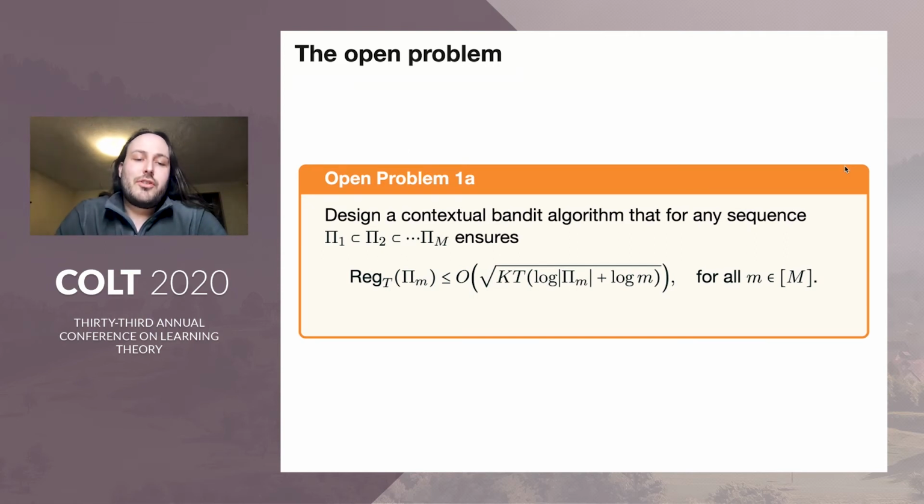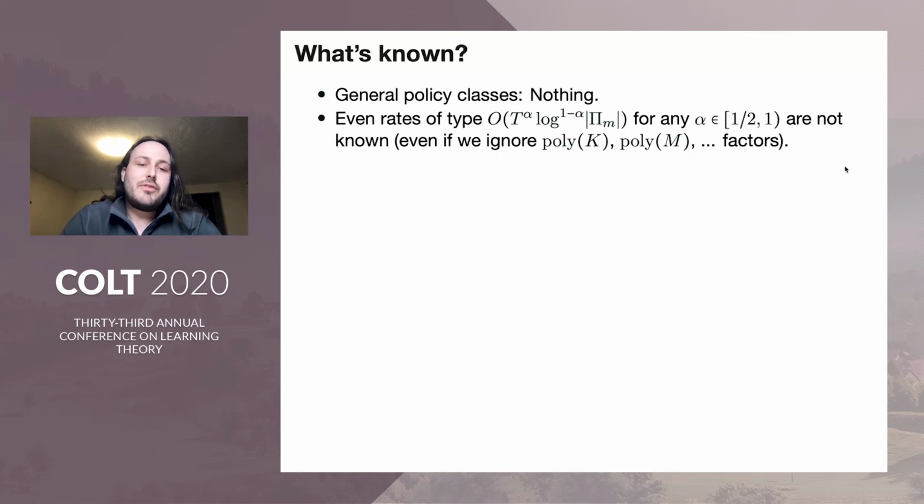That brings us to the first variant of our open problem, which is to get the analogous rate for contextual bandits. What we want is that for every m, our regret towards policy class Pi_m scales as root of K T times log size of Pi_m plus log m. So let's have a look at what's known. Essentially, for general policy classes, we know nothing in terms of positive results. And this is true even if we are willing to be loose in terms of dependence on K or on the number of classes M, and even if we're willing to degrade the dependence on T towards something like T to the 2/3 or T to the 3/4.